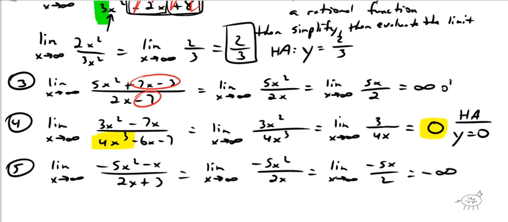These are oblique asymptotes. Same thing with this one, oblique asymptote. Okay? Because the degree is bigger on top. So it's going to go up linearly or down linearly, depending on if it's positive or negative. Okay? So that's what end behavior is all about.